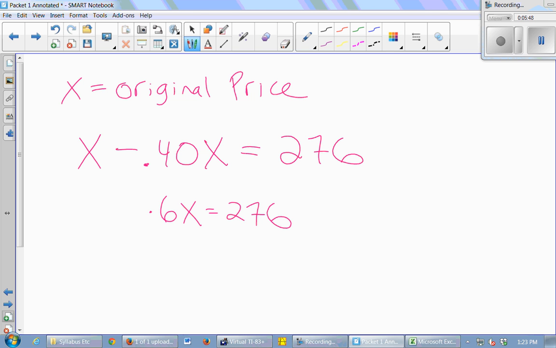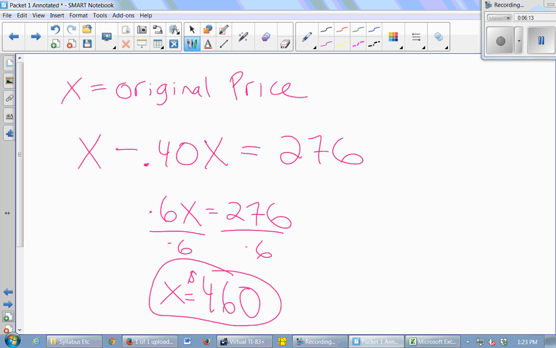Which makes sense. If you get a 40% discount, if you're paying 40% less, then you're actually paying 60% of the original price. Okay. So then you divide both sides by 0.6, and you get x is what? 460. Thank you. So it's a little bit tricky. I purposely was trying to trick you into taking 40% of the wrong number.